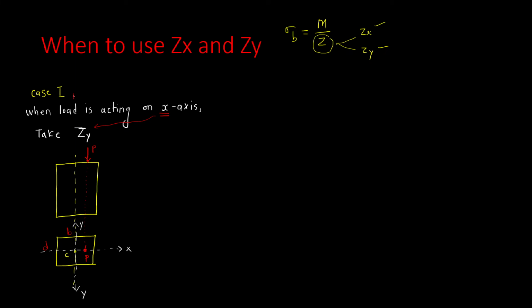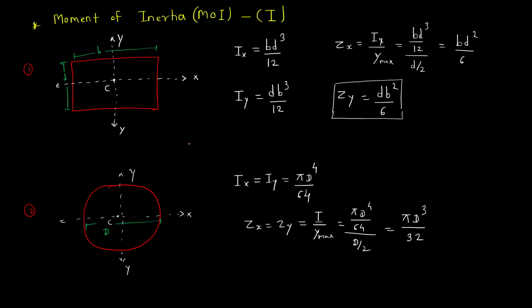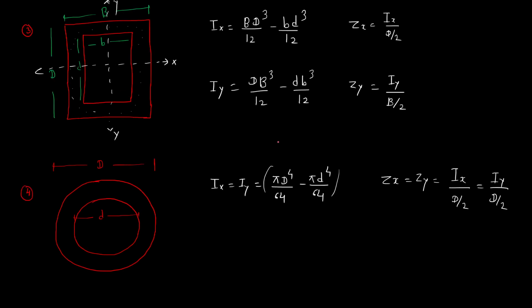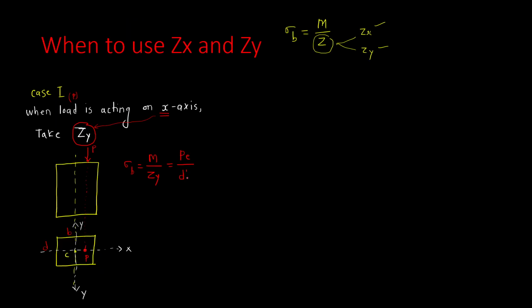That is, when the load is present on the x-axis, then in this case you will have to take the value of Zy. So in this case what will be the sigma B? Sigma B will be equal to M divided by Zy. We all know M is equal to P into e, and the formula for Zy of a rectangular section is db square by 6. So this is case 1.